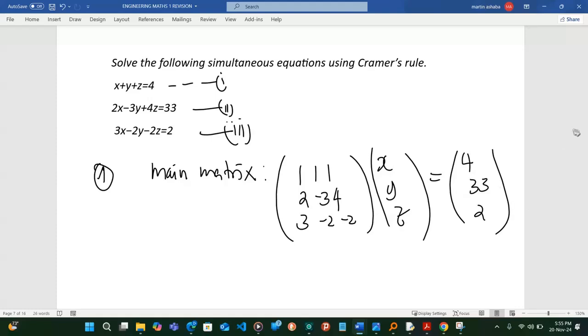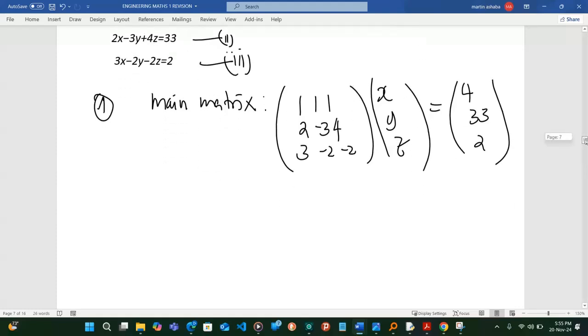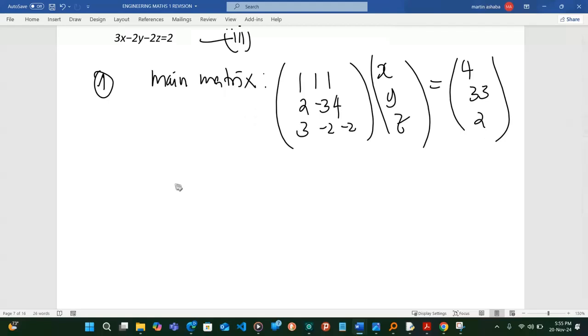So from there, we need to look for the determinant of the main matrix, which is going to be D. So we look for D, the determinant of this matrix, maybe M, that has the values 1, 1, 1, 2, -3, 4, we have 3, -2, -2.